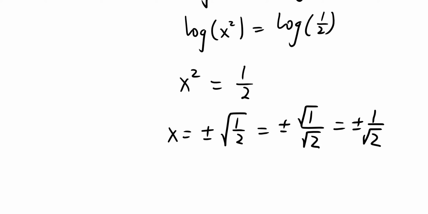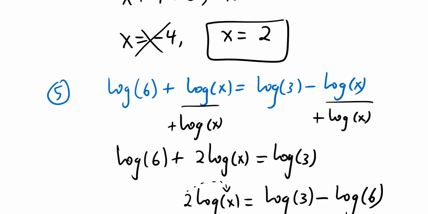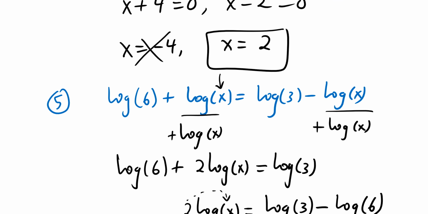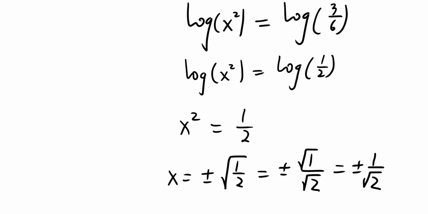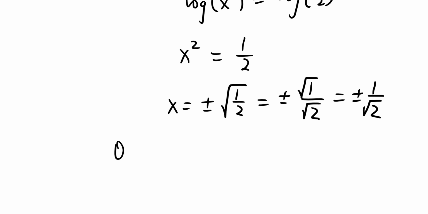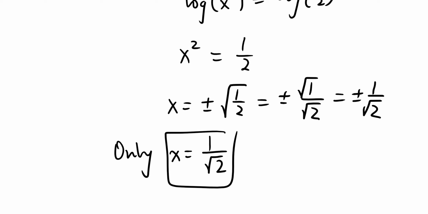Now notice, going back to the plus or minus, x cannot take negative values. So only the positive value, only x equals 1 over square root of 2 works. And you can rationalize this.